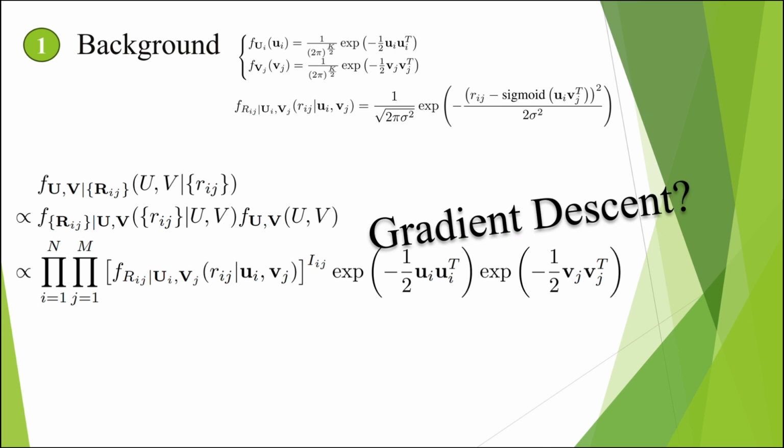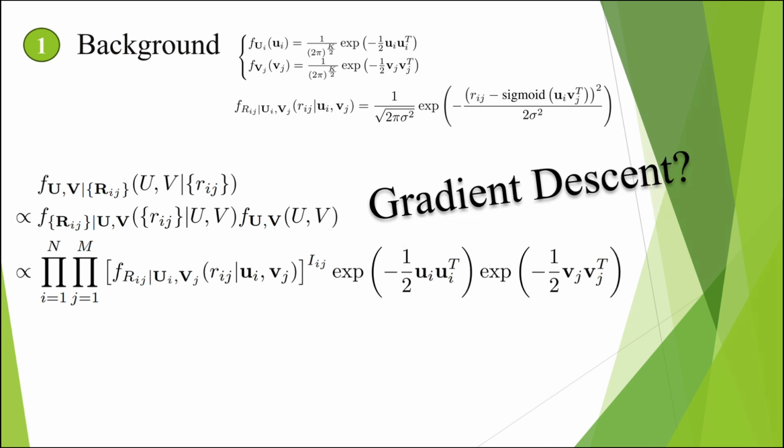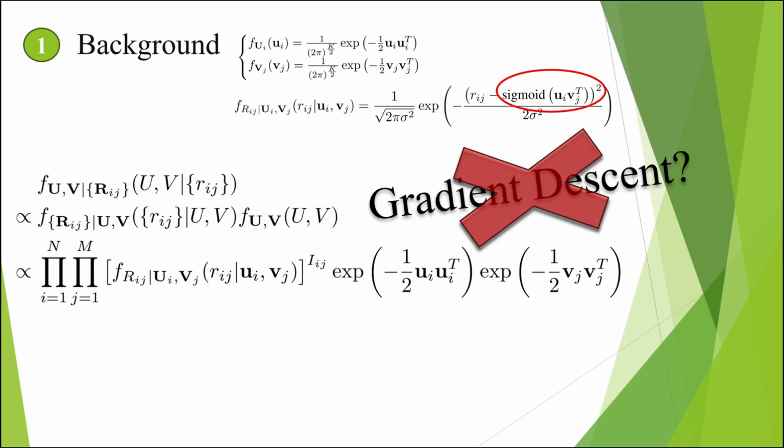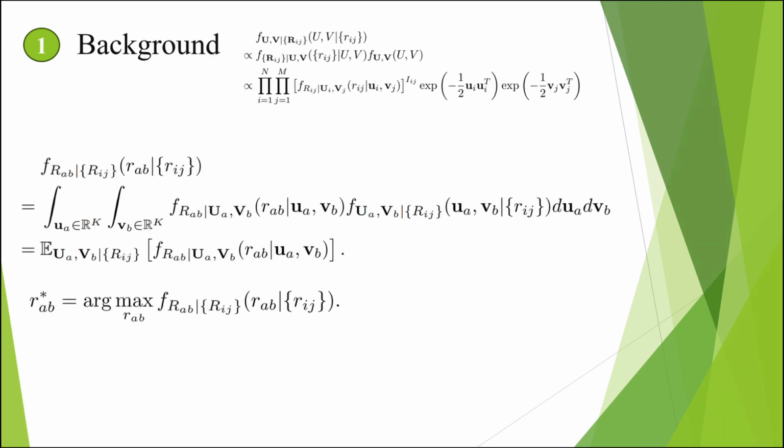But can we take a log and then perform gradient descent on the parameters to optimize this? The answer is no. Why? Because we have a sigmoid function here which introduces non-linearity, so it is very difficult to find the gradient. To address this, we can make a prediction on an unobserved rating R_AB and directly optimize this prediction.